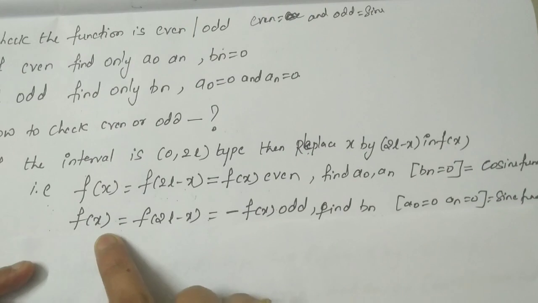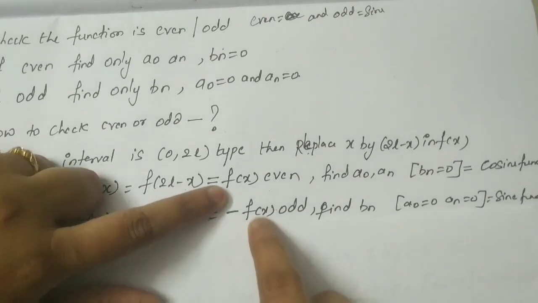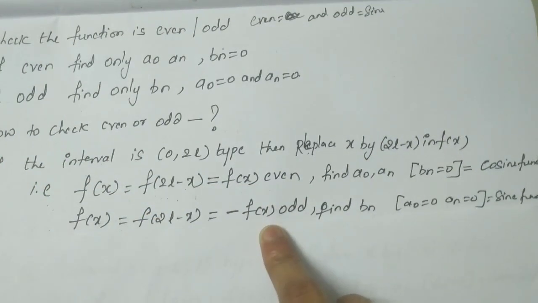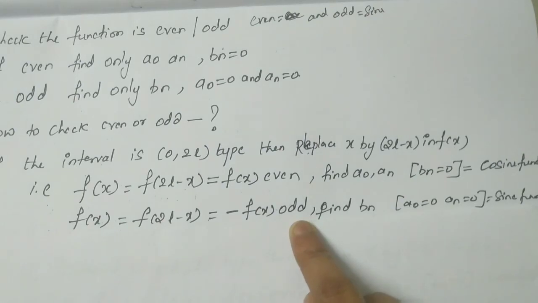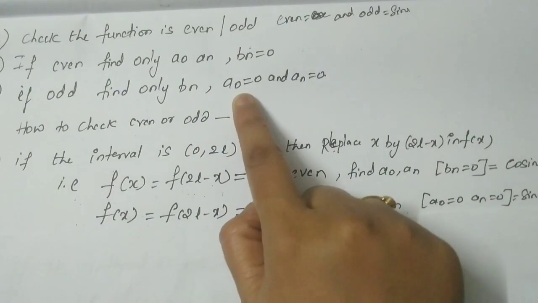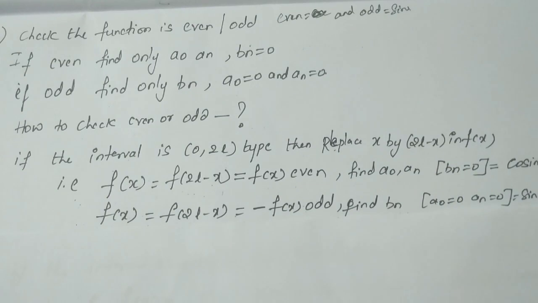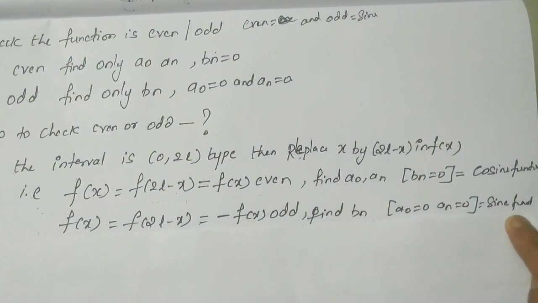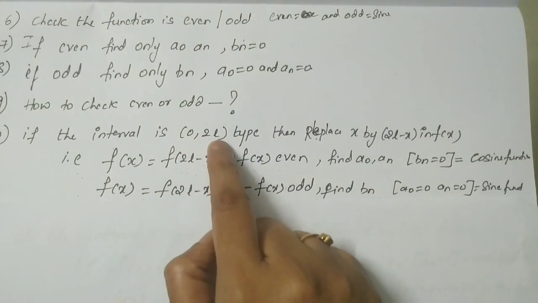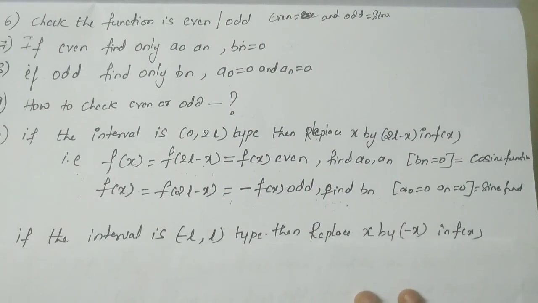And for the same function, if you replace x by 2l minus x, and if you get back negative of the function, see the difference. If it is f of x, it is even. If you get negative of the function, then it is said to be odd. If it is an odd function, go back to the 8th point. Bn you have to find, because a0 and an are even function, they become 0. And your series will be a sine function. This is in case you have 0 to 2l. This is how you have to check whether the function is even or odd.